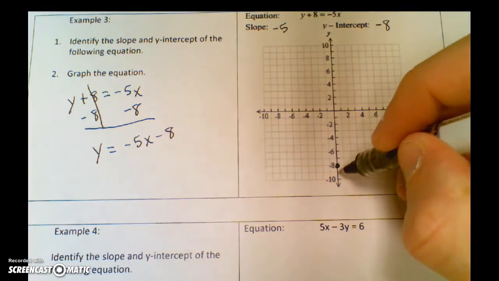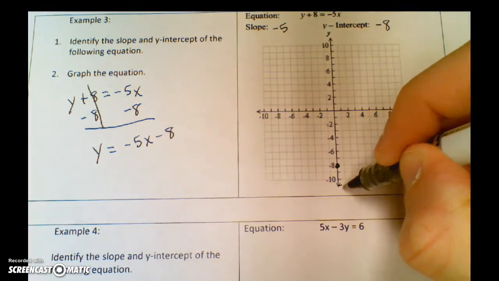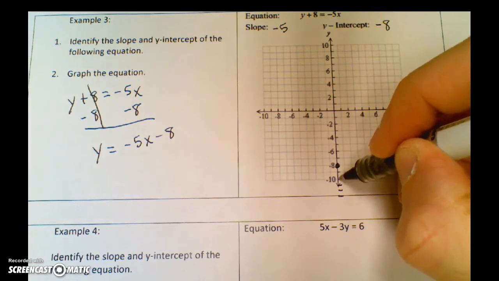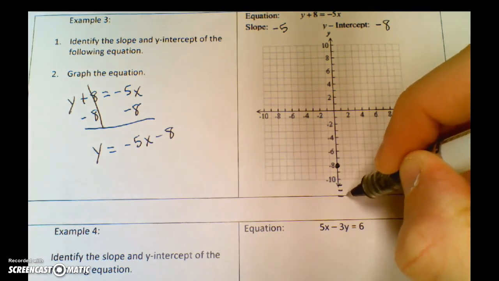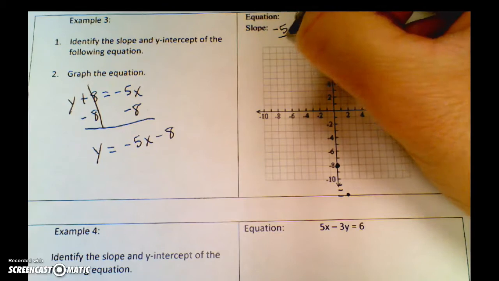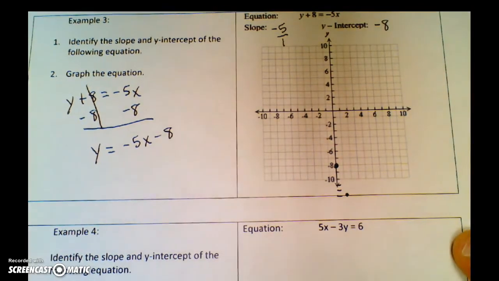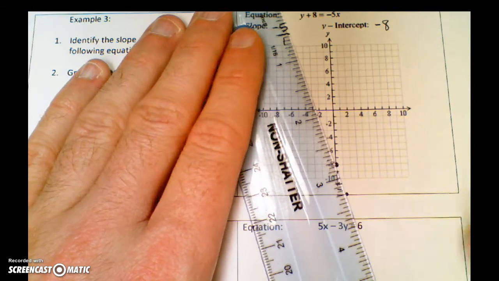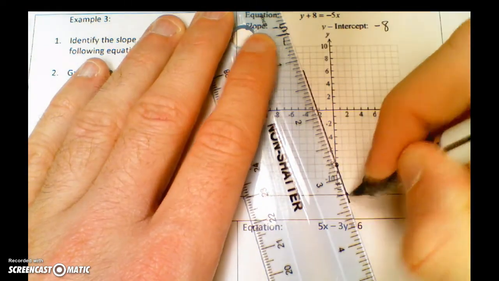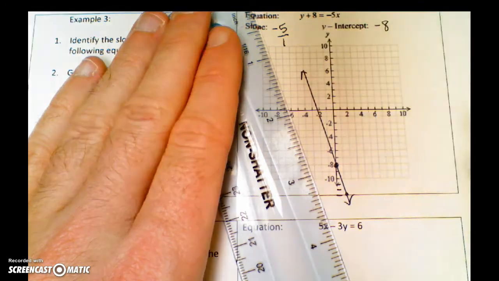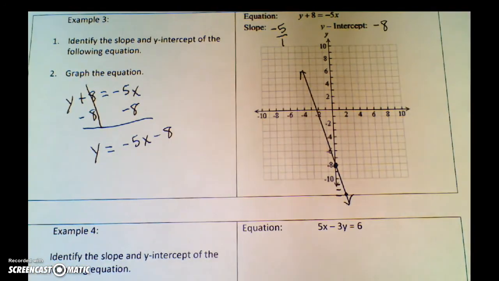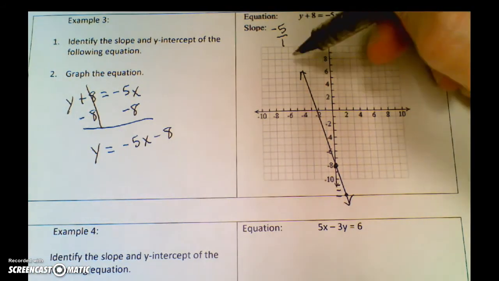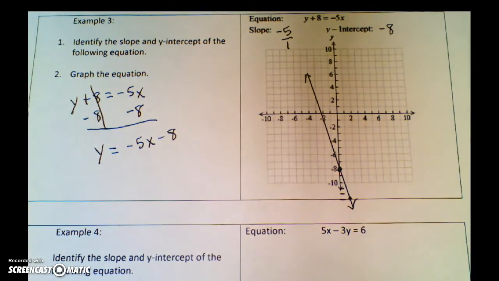But then notice, I don't have enough spaces for 5, so I'm going to add a couple more lines here. 1, 2, 3, 4, 5, and then over 1. Because remember, you go over 1 when it's a whole number. So there's the graph of that equation. And I know it's negative, so I should be seeing my slope go down. So that's another way you can check yourself.